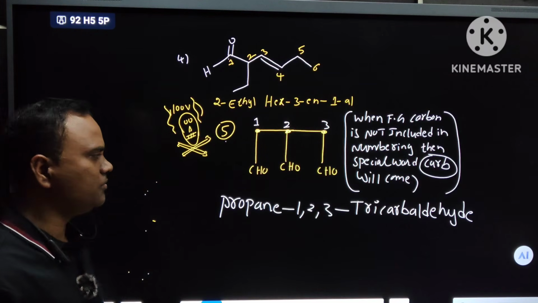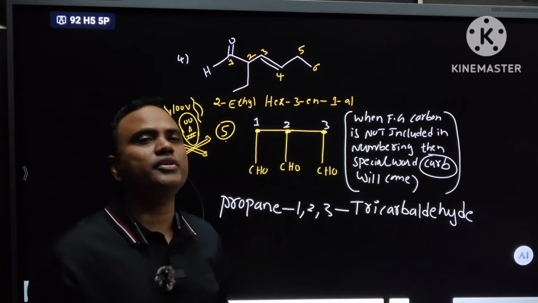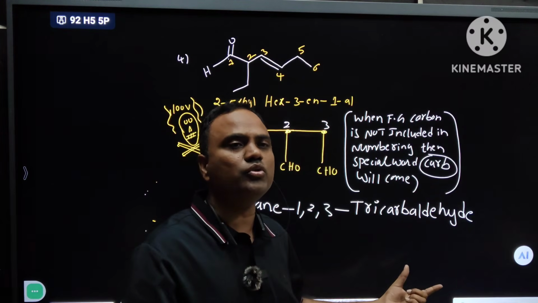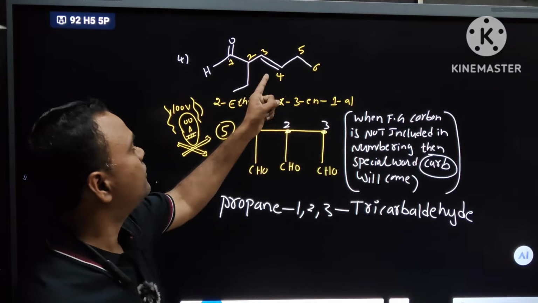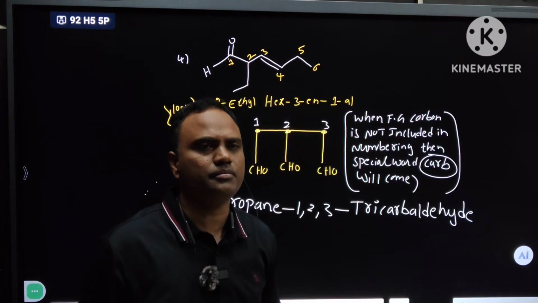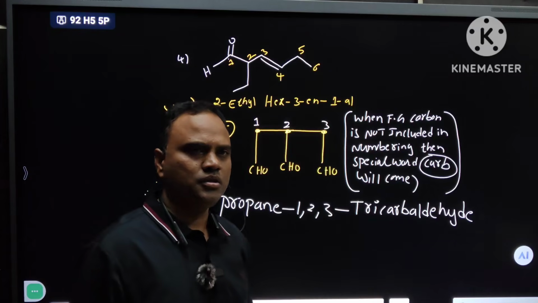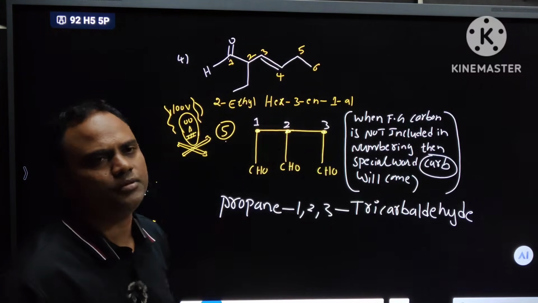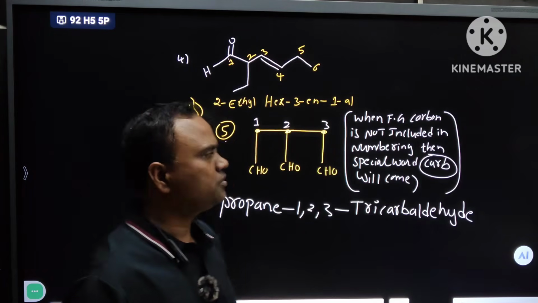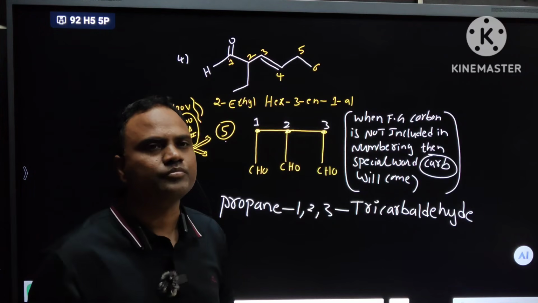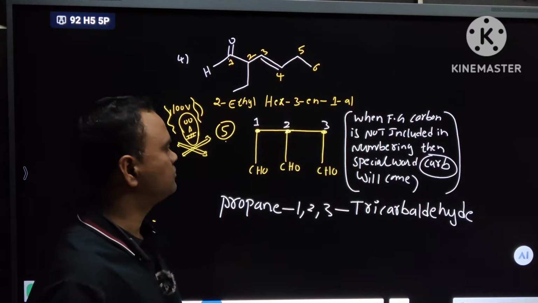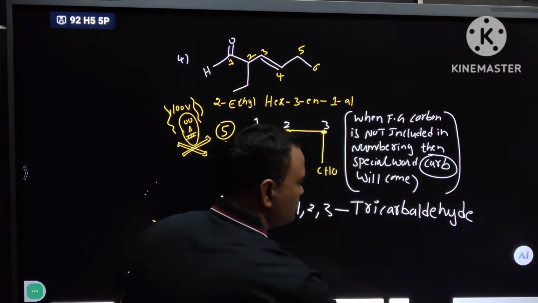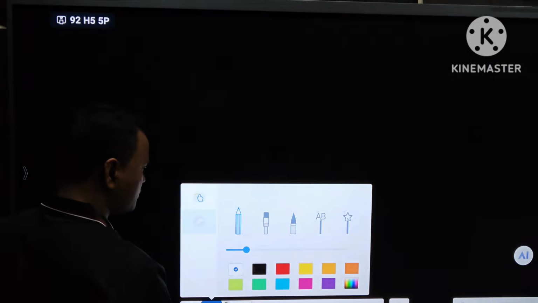Carbaldehyde. Very important. This option also will come: propane-1,2,3-trial. That is wrong. "Al" won't come. When will "al" come? When the functional group carbon is included in the numbering. Clear? Propane-1,2,3-tricarbaldehyde. Carbaldehyde will come. Clear? Any doubt in this? Tell me. I'll give you one, you try this.